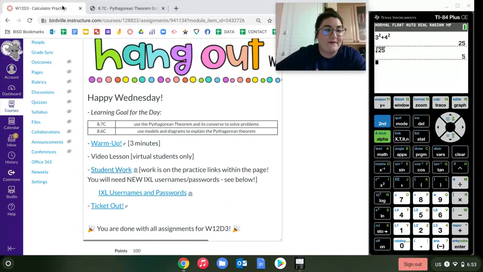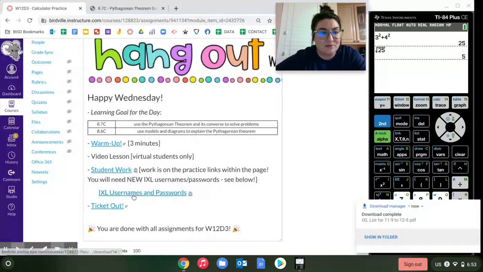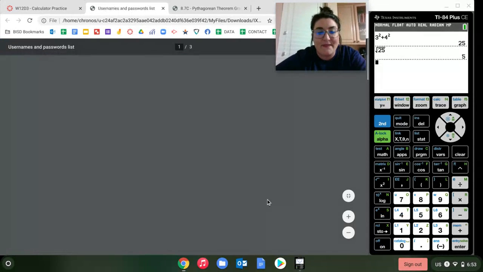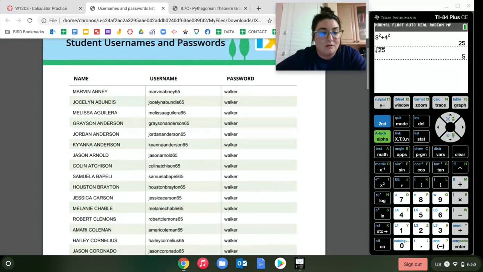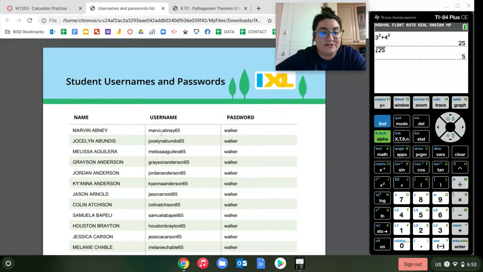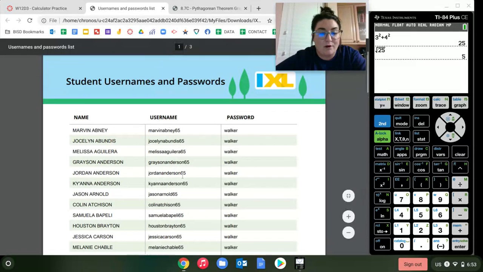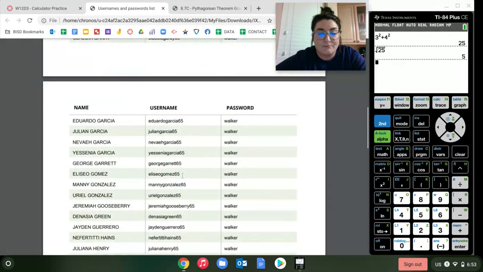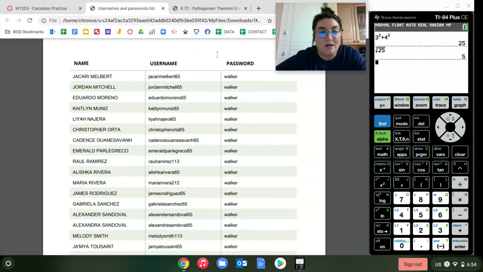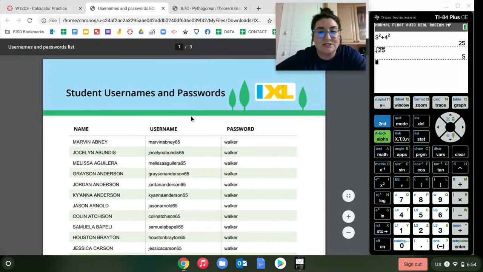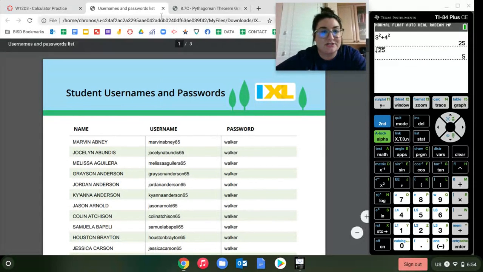And here's where you find that. On our Canvas for today, you're going to click on IXL usernames and passwords. Open that up. And bam, there you go. So it's going to be your first and last name and Walker. And it's a whole long page. It's 3 pages. If your name's not on there for some reason, I'll double check tonight. But if your name's not on there, just have Miss Garcia text me.